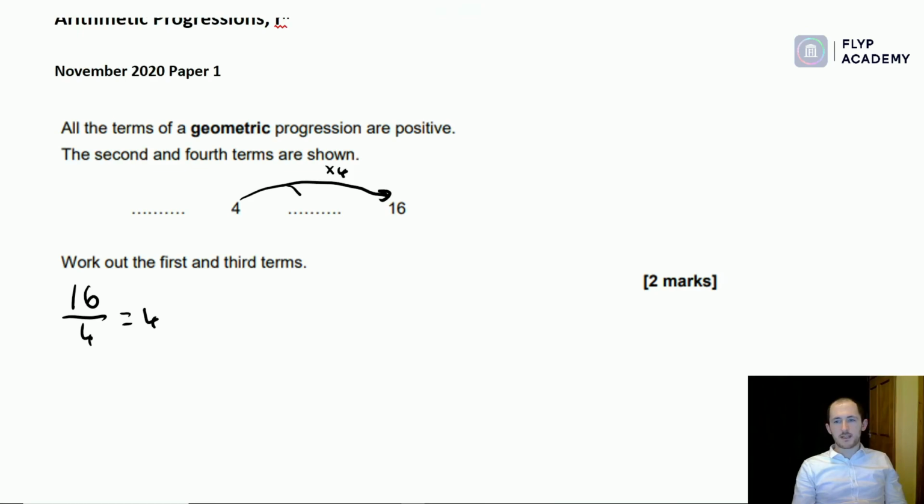But don't forget, you need to do it in 2 steps. So you divide that by 2, and your term-to-term sequence is 2. So to get here, we divide by 2. To get here, we times by 2, and we get 8. Not bad.